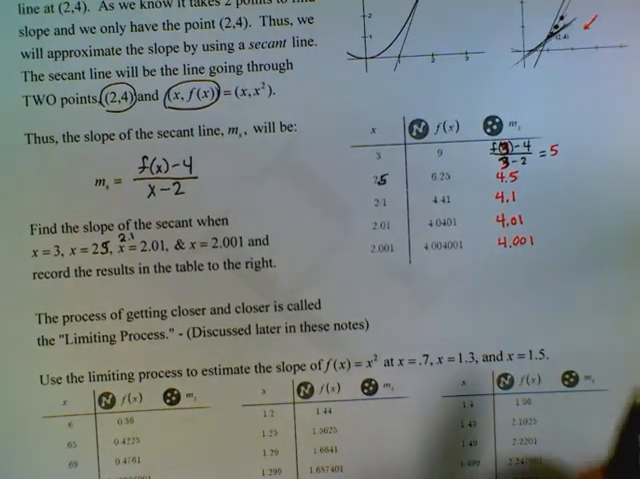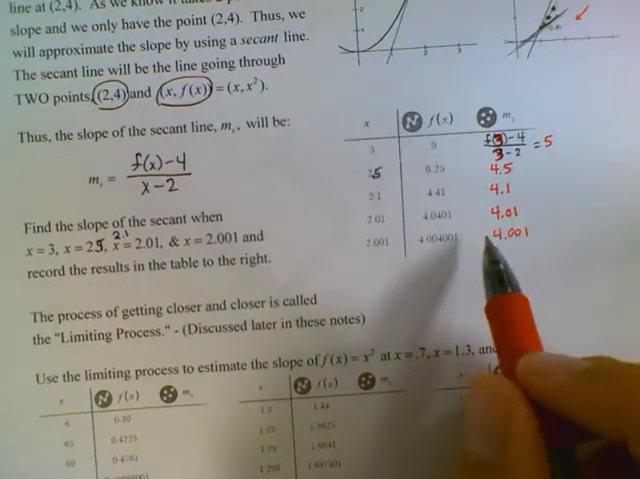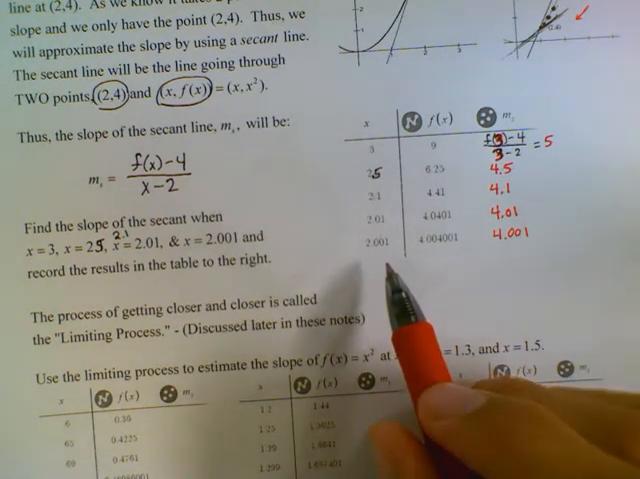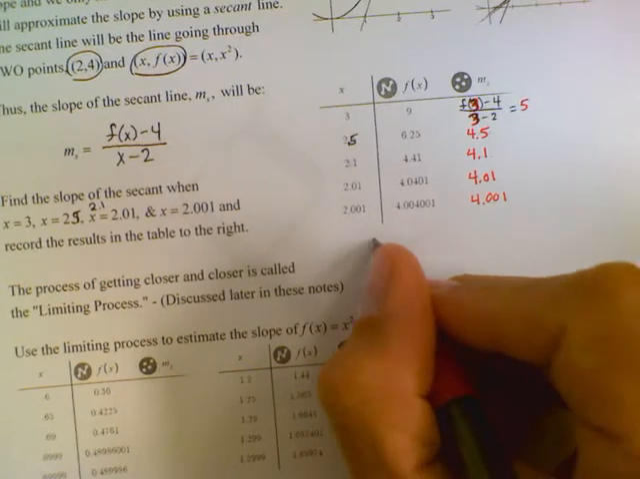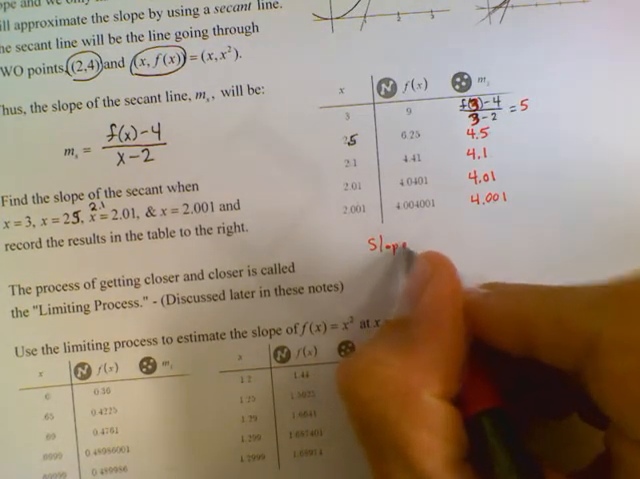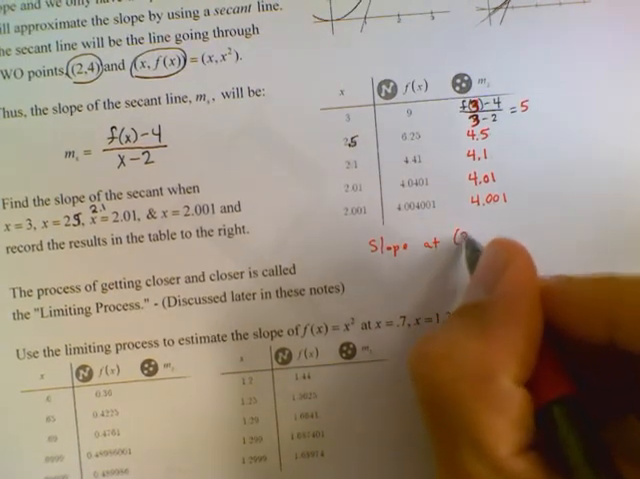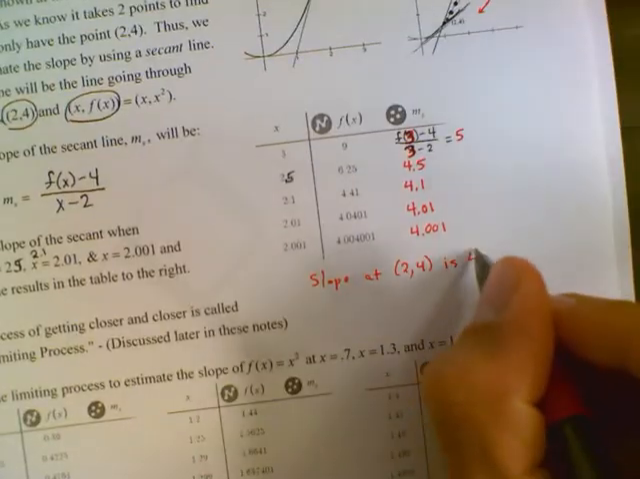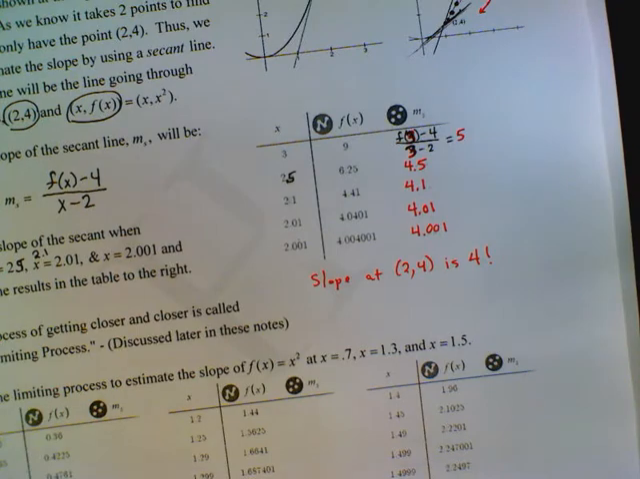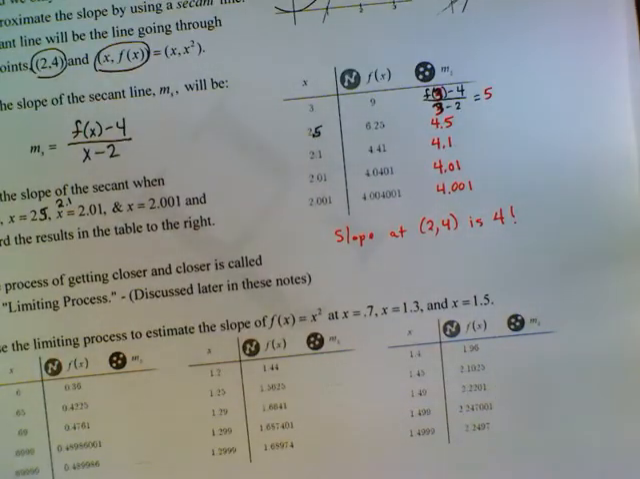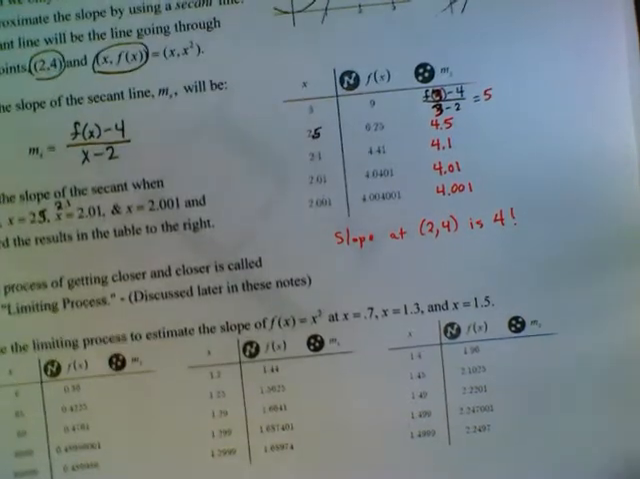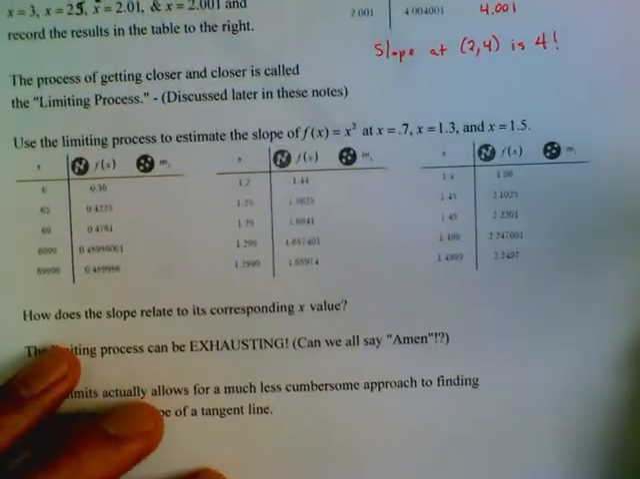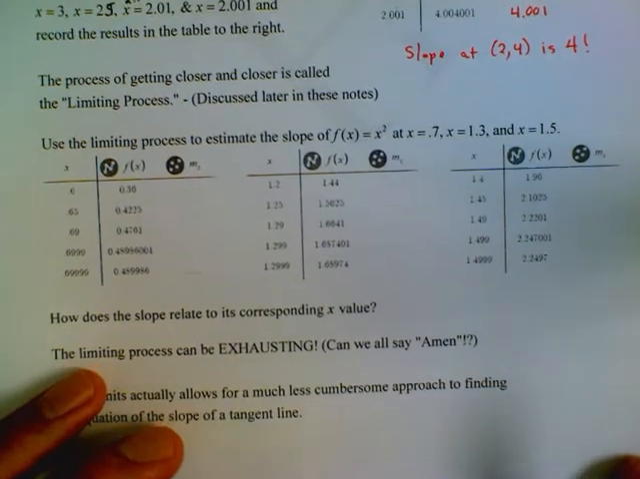So what do you guys think that the slope is at the point 2, 4? So the slope at 2, 4 is 4. And by calculus, I'm telling you, yes, it is exactly 4. But you don't really know that quite yet. So let's continue talking through, and let's actually learn the limiting process real quick.